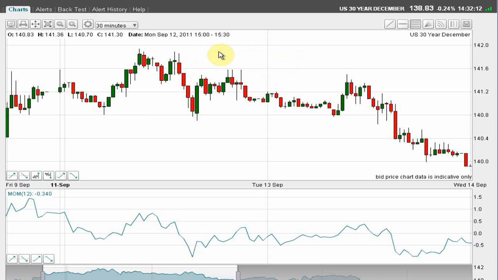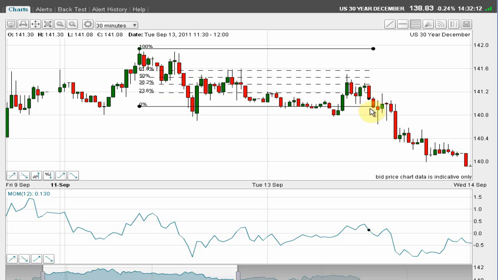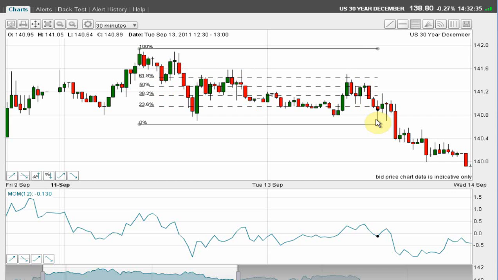Right, let's get rid of that. Now, the next significant move is this one here. But as you see, the market came down, but this low did not exceed this low here. So what we need to do is keep to our Fibonacci pivot points, the same ones as we had before.